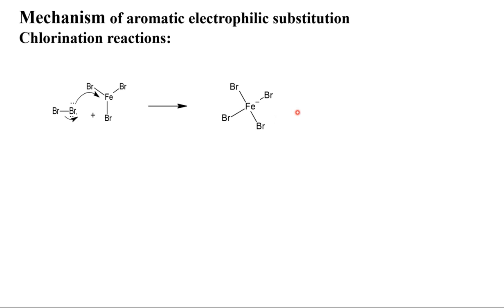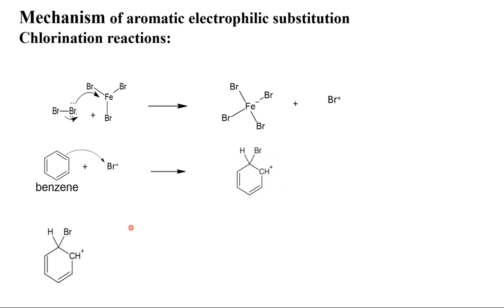Step 2. Formation of the carbon-bromine bond. The benzene ring donates an electron pair to the positively charged bromine ion, Br⁺, forming a new carbon-bromine bond. This disrupts the delocalized pi-electron system of benzene, creating a positively charged intermediate called the sigma complex.